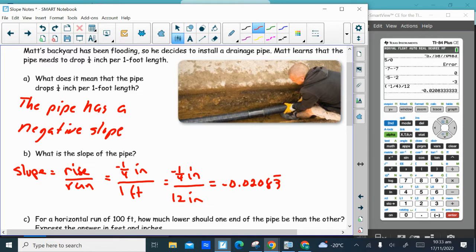Negative 0.02083 repeating. That's the slope of that pipe. And so because the 3 is repeating, we put a little line over the top of it. That tells us that that number is repeating.